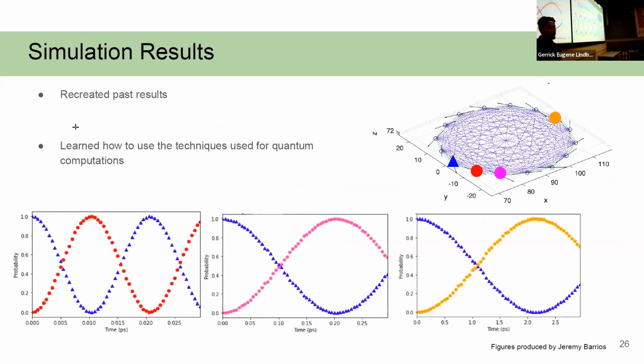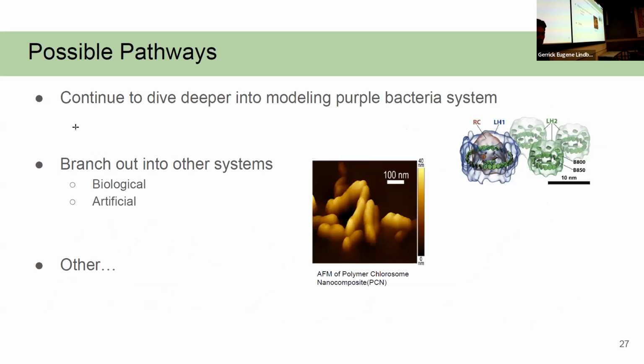And so we were able to produce some of the results from this paper, which is really good. But more importantly, we were able to learn and understand the techniques that they utilized in this paper to perform this simulation. At this point, we have many different pathways we can take. We can continue to study this simple case with the Probobacteria. We can also branch out into maybe other biological, maybe more complex systems. However, we can also branch out and start looking at artificial systems if we really wanted to.